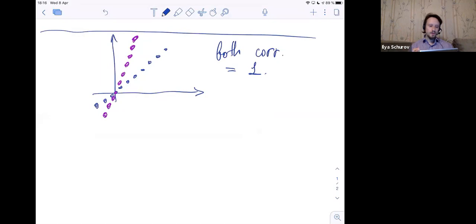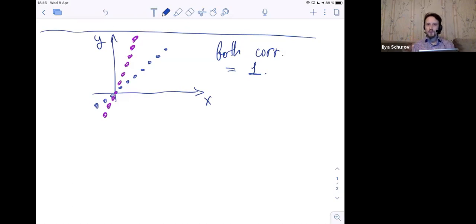But we see that there is a difference between these two relations, and the difference is in the slope of this line. In other terms, the difference between these two relations can be stated in terms of the speed of growth, or growth rate. When I increase x, y also increases, but the growth rate for blue dots is less than the growth rate for pink dots. So the slopes are different.